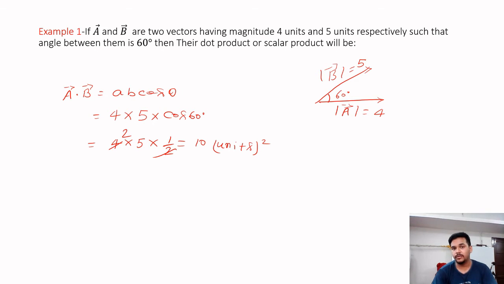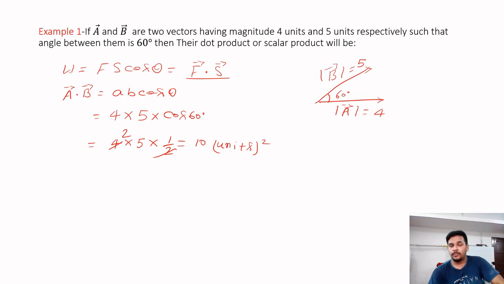If you remember the work done, in the last class we discussed for a constant force, work done is defined as F s cos theta. So there also we can say work done is a dot product of force and displacement. We will discuss all those questions at a later time.